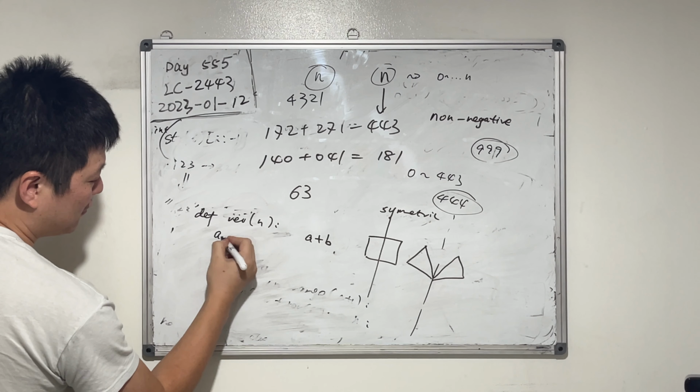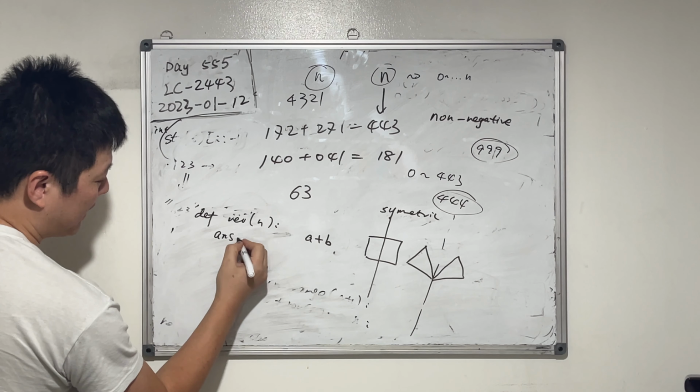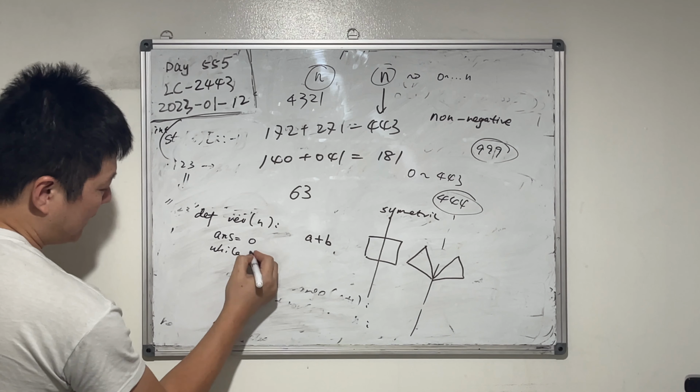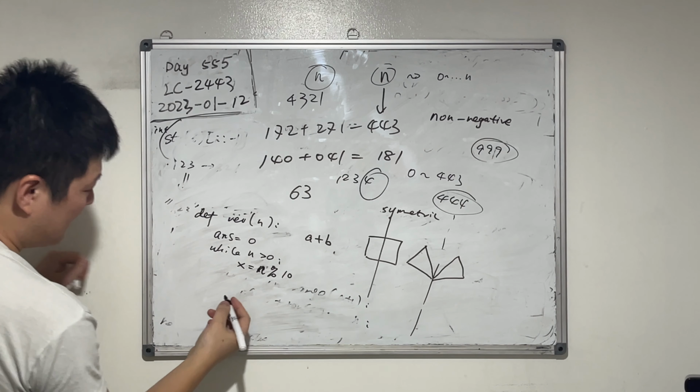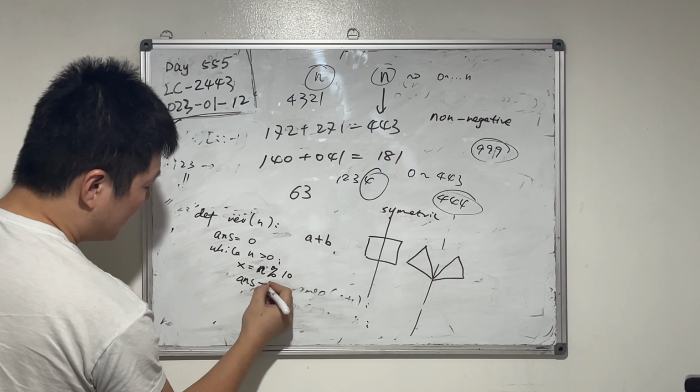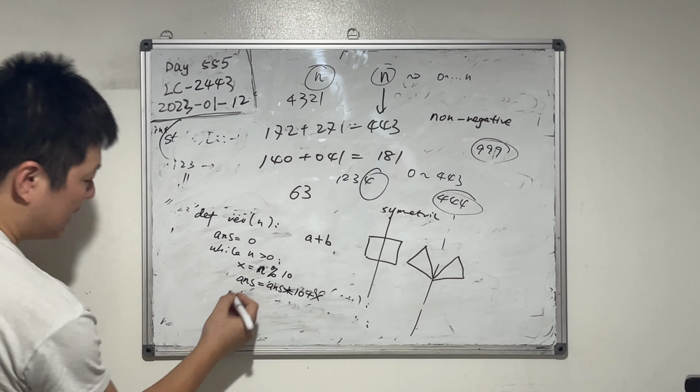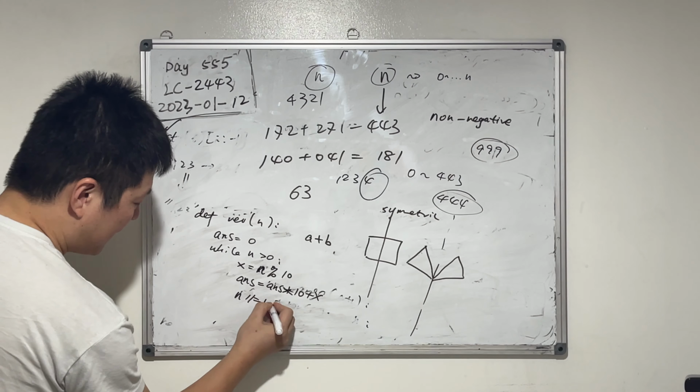Define reverse, and we want to reverse this integer. The answer at the beginning will be 0. While n is bigger than 0, we take the last digit. The last digit will be x, x equals n modulus 10. This is 4. And then answer equals answer times 10 plus x. Then n divided equal 10, return answer.